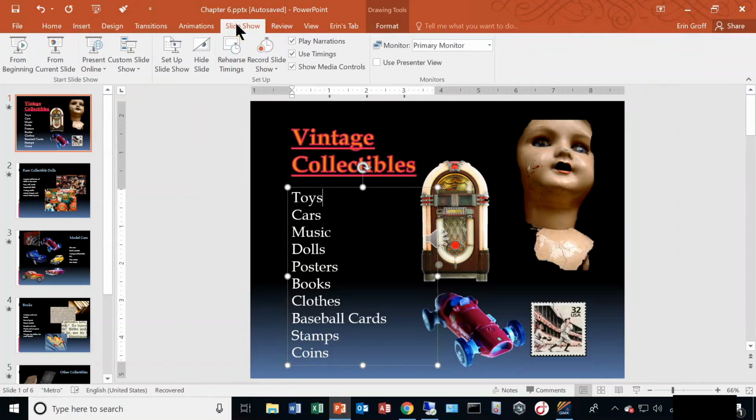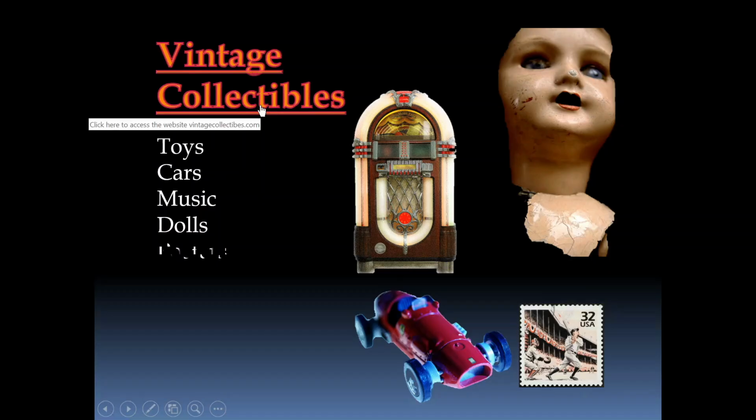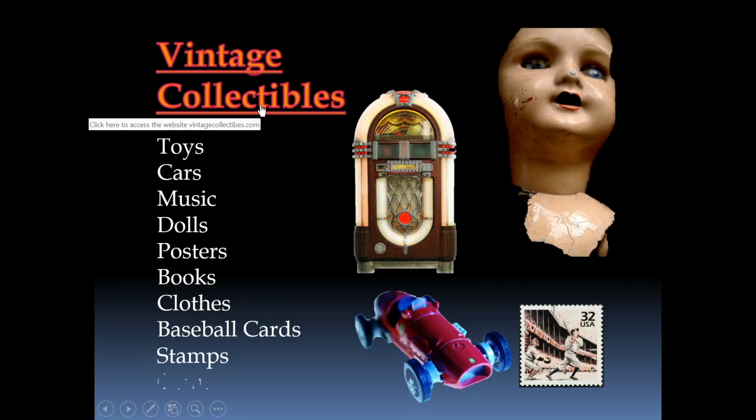So if I go to my slideshow tab and start from beginning, and I hover my cursor over vintage collectibles, you can see my cursor changes to a finger with a pointer finger. And you can see my screen tip that pops up. Click here to access the website vintagecollectibles.com. And I did spell collectibles wrong in my screen tip, but that's okay.